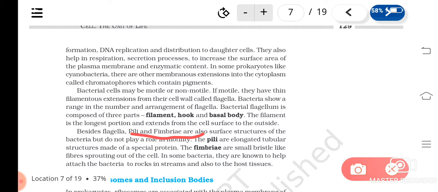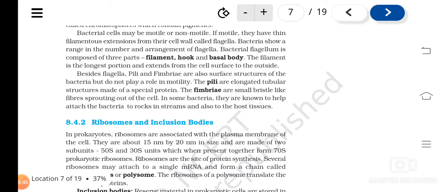Understood? And they also help in attachment during sexual reproduction. Sex pili help in that. Their major function is to attach the bacteria. I have already said fimbriae are small bristle-like structures and pili are elongated tubular structures. So these are extras. In some bacteria you can see these, in addition to flagella, and they do not take part in motility; they have no role in movement.